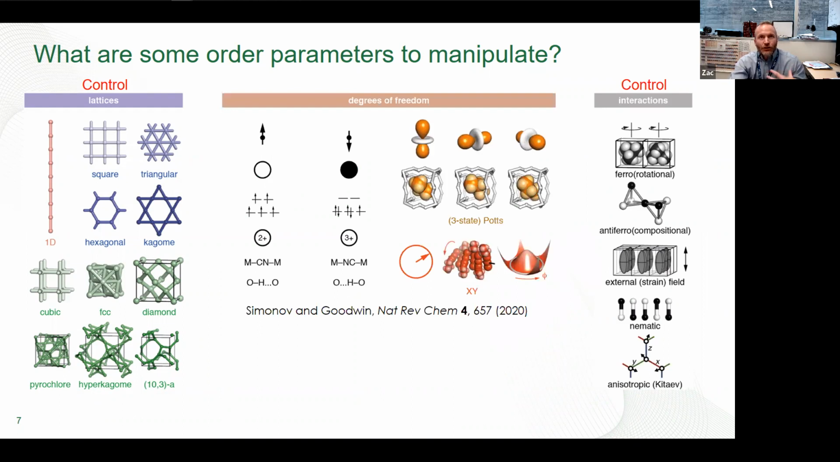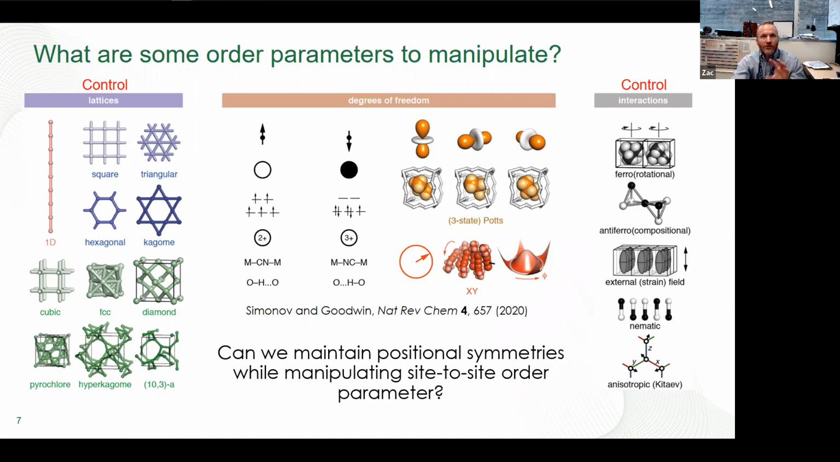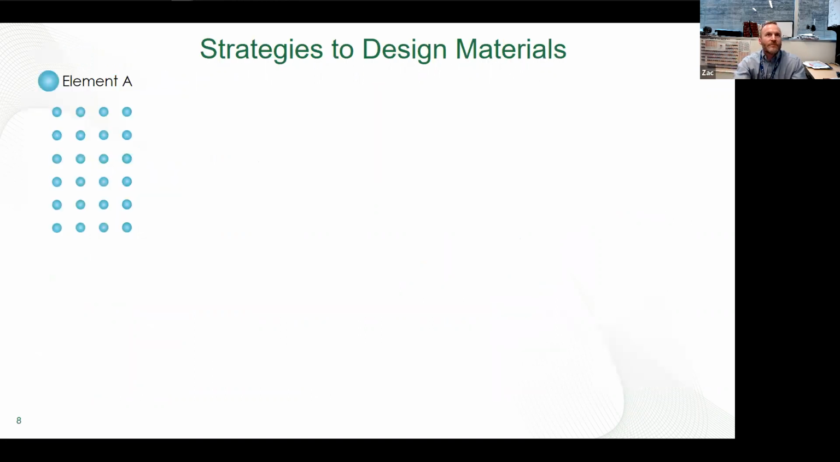So what we want to tune is whether you have the spin state, the charge, the orbital, these fundamental parameters that are disordered across the ordered crystal lattice. What we want to do is maintain the positional symmetry and manipulate that site-to-site order parameter, whatever that may be that we're trying to tune in. All right, and it's kind of a background to some of the challenges of this. So I'll start off with the way that we've always done things.